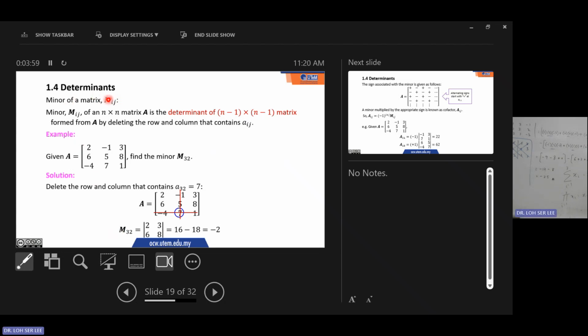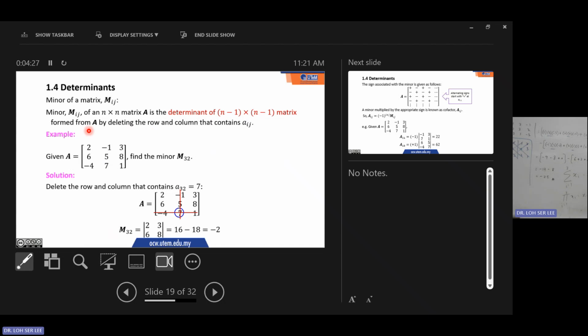Minor of a matrix, Mij, of an n by n matrix is the determinant of an n-1 by n-1 matrix. So meaning that if your matrix is a 3 by 3 matrix, then the minor will be a 2 by 2 matrix determinant. I repeat, if your matrix is a 3 by 3 matrix, then the minor will be the determinant of 2 by 2, because n-1 by n-1.